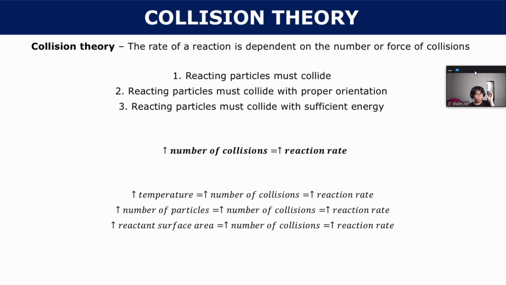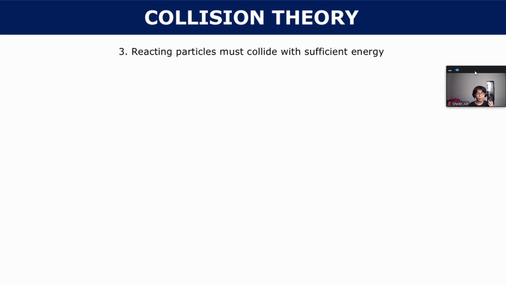So really, a big fundamental takeaway of collision theory is this. An increase in the number of collisions is going to increase the reaction rate. And intuitively, that makes sense, right? If you have more collisions, then you're more likely to have collisions that have proper orientation and sufficient energy. I want to go into depth into two of these little postulates, starting with the third one, which tells us that reacting particles must collide with sufficient energy.